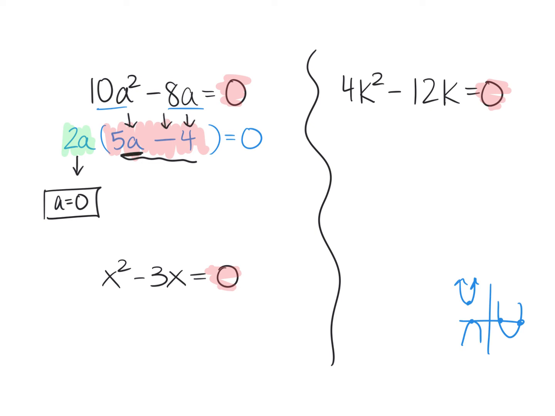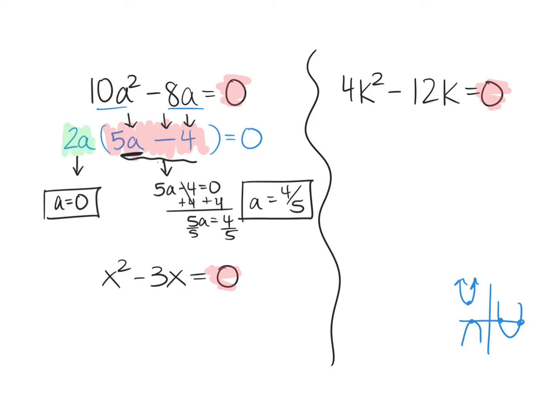How about in here? How could I get 5a minus 4 to equal 0? If you're not sure, just set this equal to 0. When would 5a minus 4 equal 0? I'm going to add 4. I get 5a equals 4. I'm going to divide by 5. I get a equals 4/5. That is my second solution. So I have 2 solutions for that one.